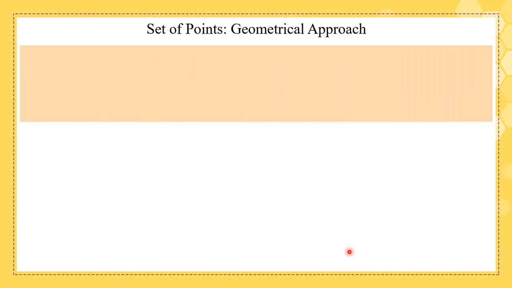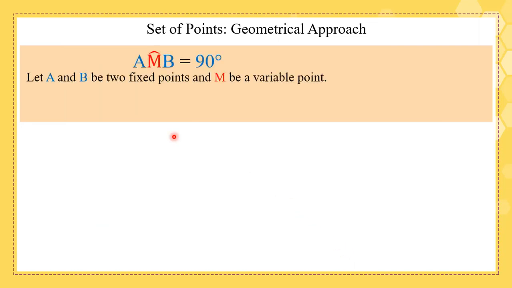Let's see the third case and the last case in the geometrical approach. If angle AMB is 90, A and B are two fixed points and M is a variable point. So this is A, this is B. M is a variable point such that angle AMB is a 90-degree angle. Let's take some positions of M. This could be one of the positions of M.